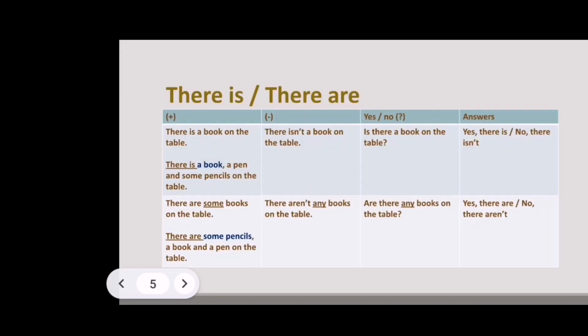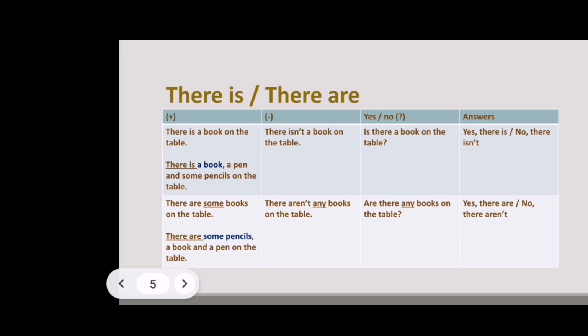One more grammar structure, there is, there are. I think that it's clear that if we have a singular noun, we use there is, and everything is as with the verb to be. Affirmative sentences: there is a book on the table. Negative: there isn't a book on the table. The question: is there a book on the table? And the answers: yes, there is, no, there isn't.